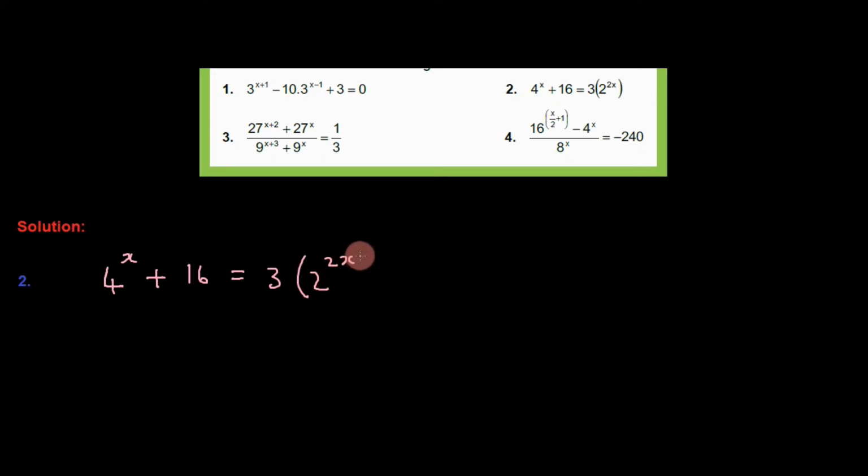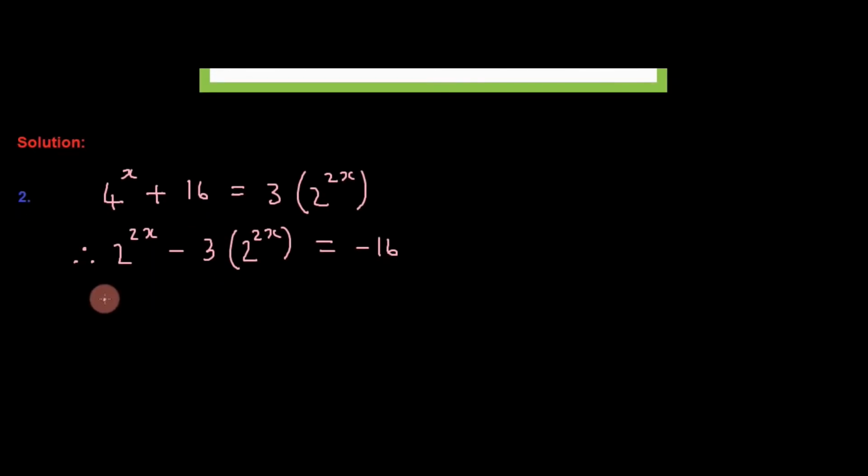In the second equation here, we have 4 to the x plus 16 equals 3 times 2 to the 2x. We're going to start by rewriting 4 to the x as 2 to the 2x. We're also going to bring all the terms in x to the left-hand side, so it's minus 3 times 2 to the 2x. And I'm going to take the 16 to the right-hand side. Now we can take out a common factor of 2 to the 2x on the left-hand side. So 2 to the 2x into 2 to the 2x once. And here we are left with 3.